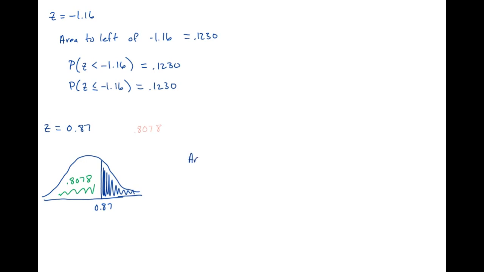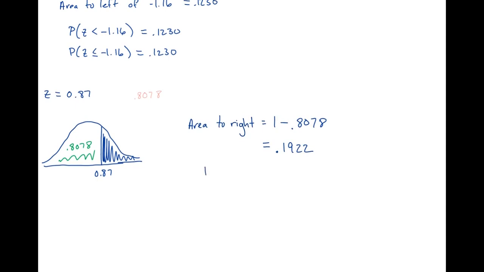In this case, the area to the right will be 1 minus 0.8078, or 0.1922. This again is equivalent to saying the probability that z is greater than 0.87 is 0.1922, or the probability that z is greater than or equal to 0.87 is 0.1922.